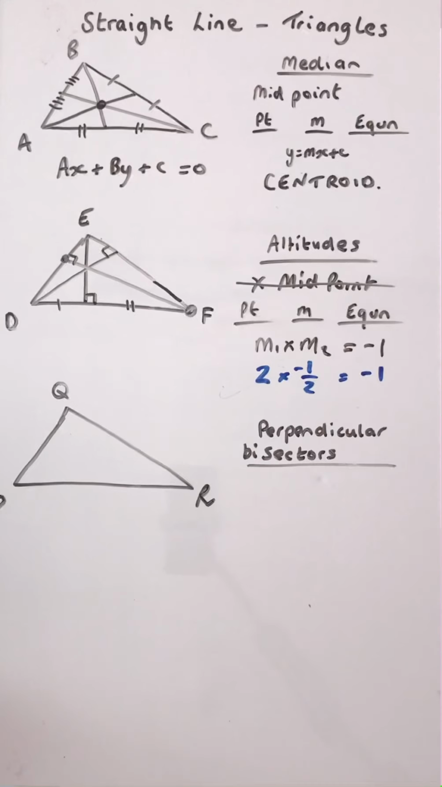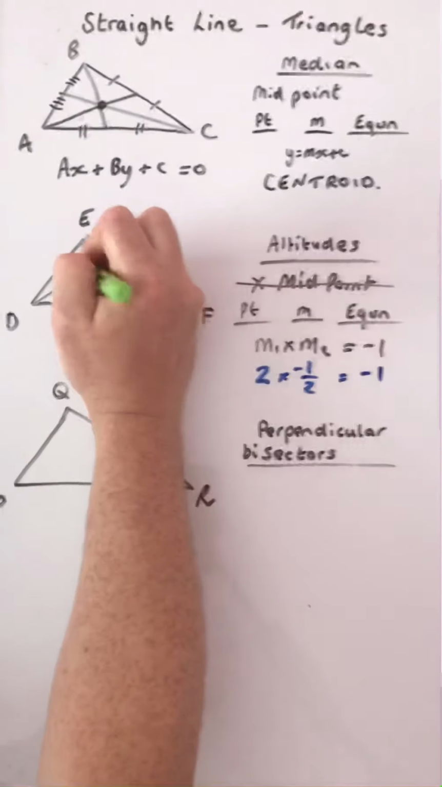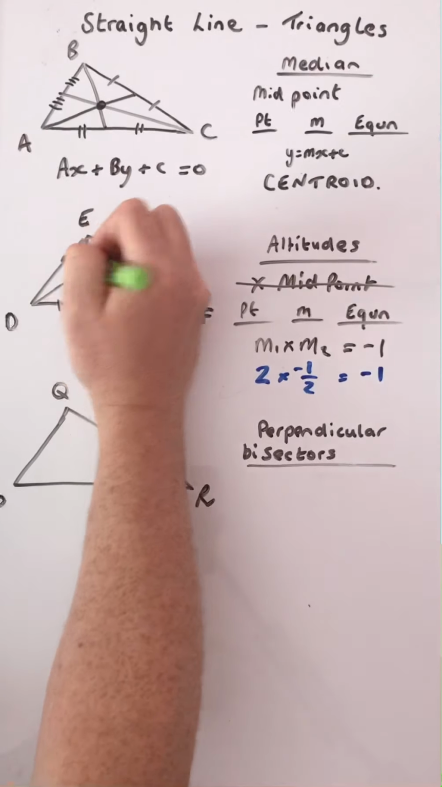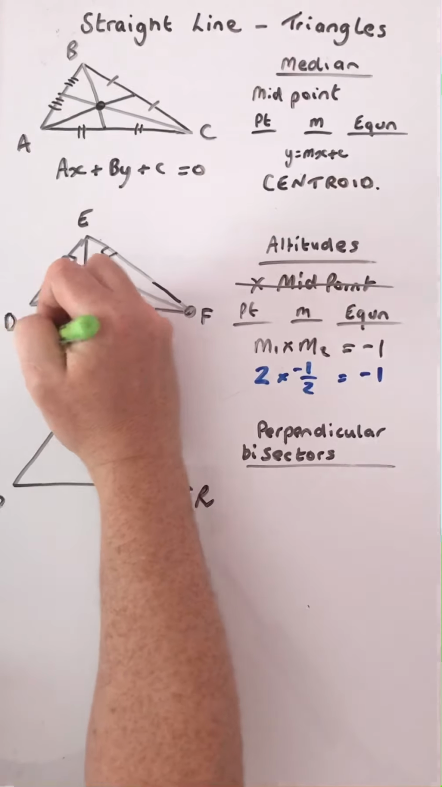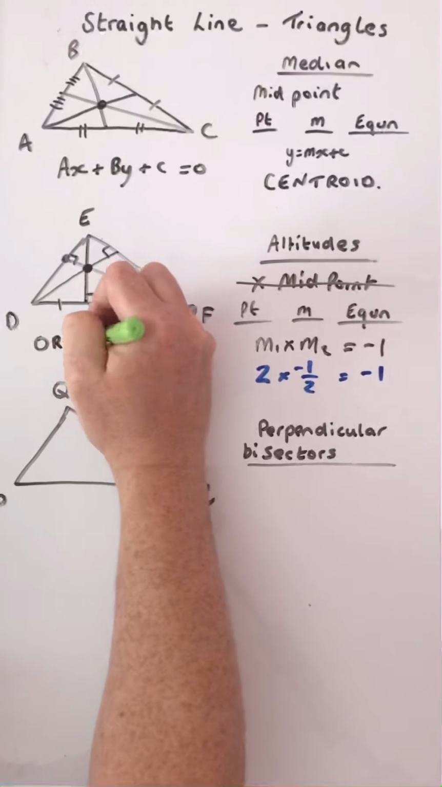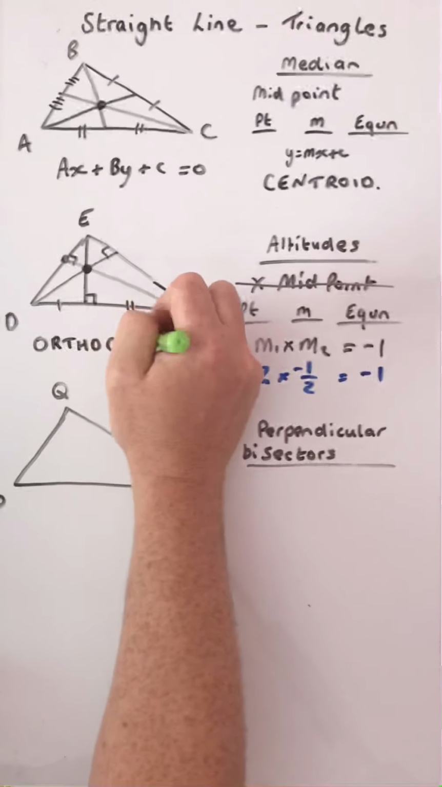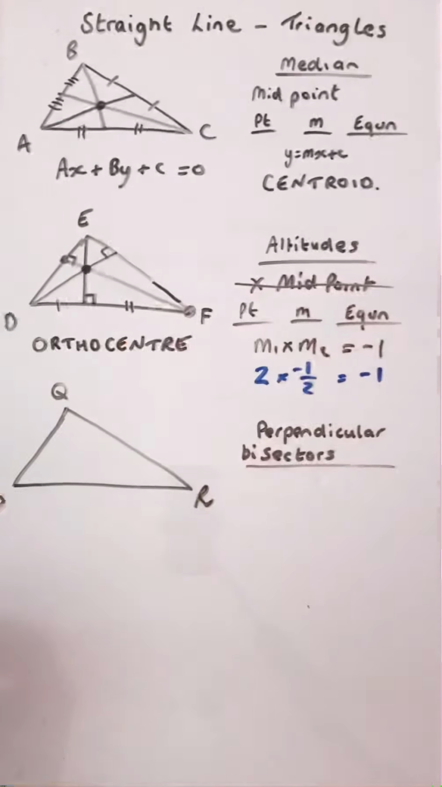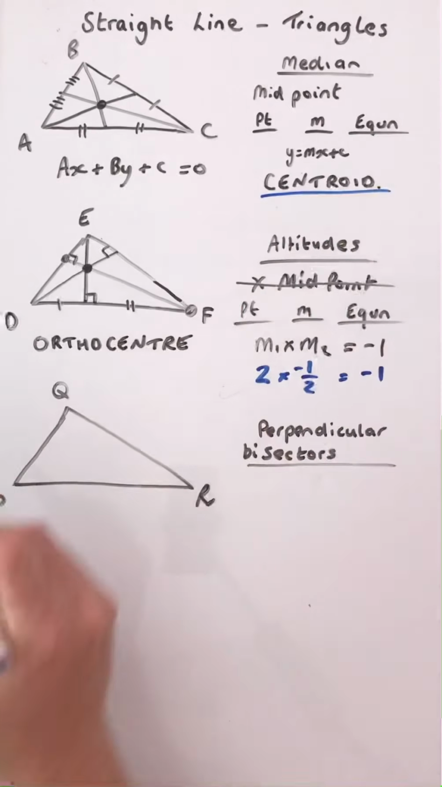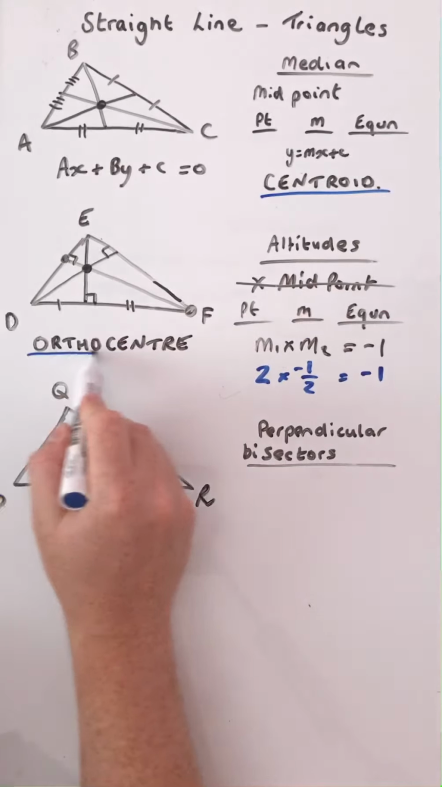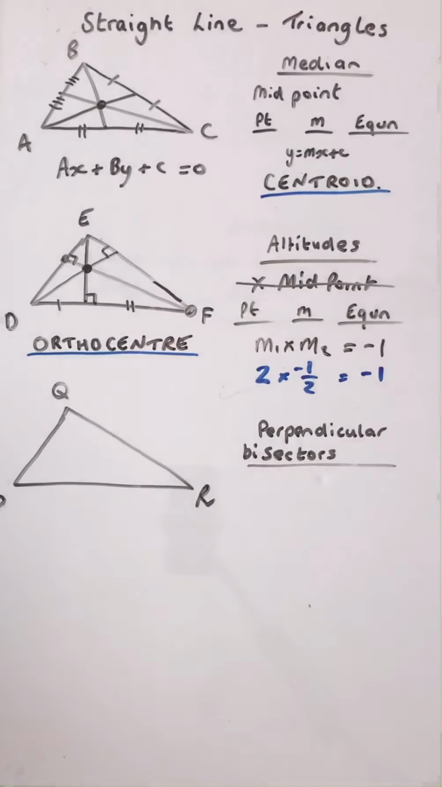Now the altitudes intersect at what's known as the orthocentre. So centroid for the medians, orthocentre for the altitudes.